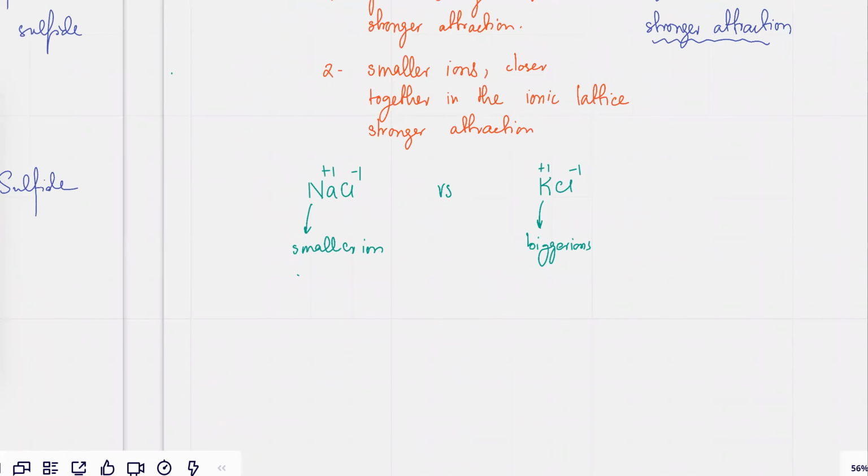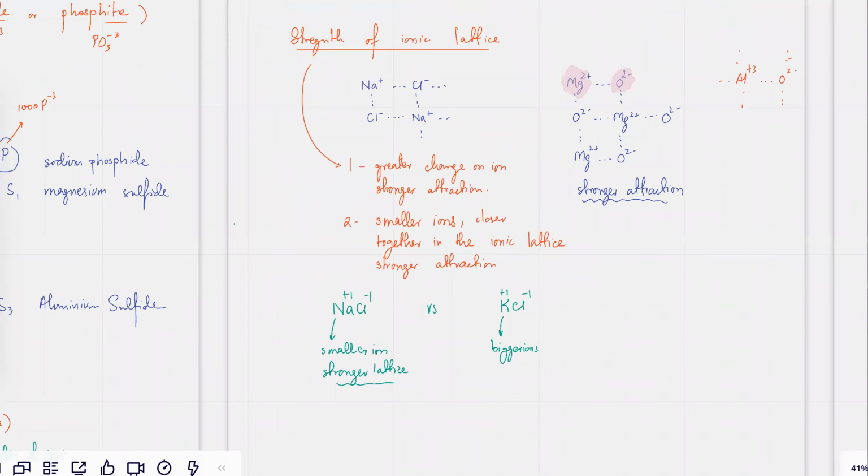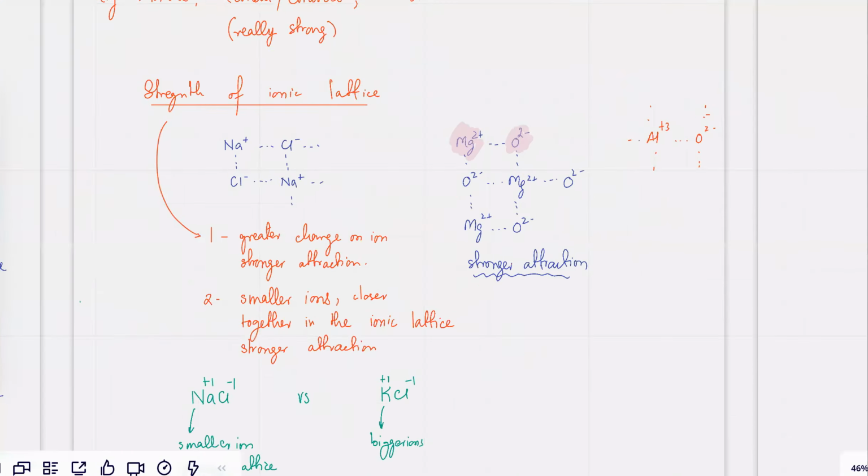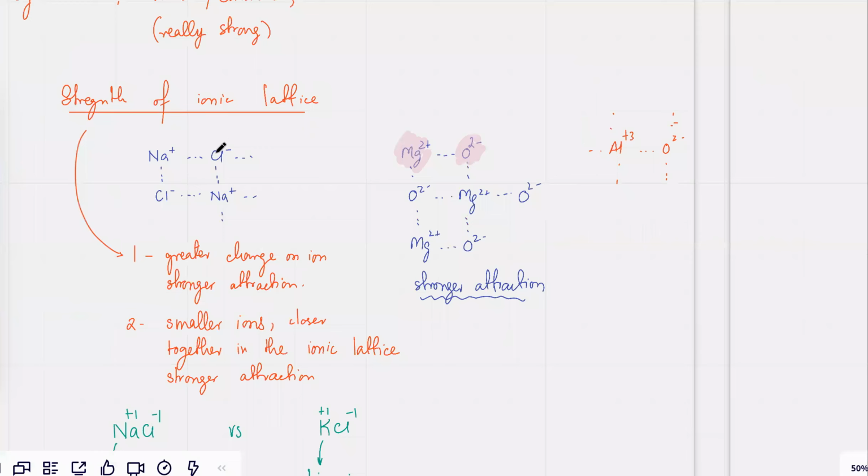So this one will be a stronger lattice compared to KCl. Is this point clear? Yes. Okay. So just remember, focus on the charge or the size. That will give you an idea of whether the lattice is going to be strong or whether it's going to be weak. So a lot of ionic lattices can be kind of weak, like NaCl is weak. You can crush it with your hands.